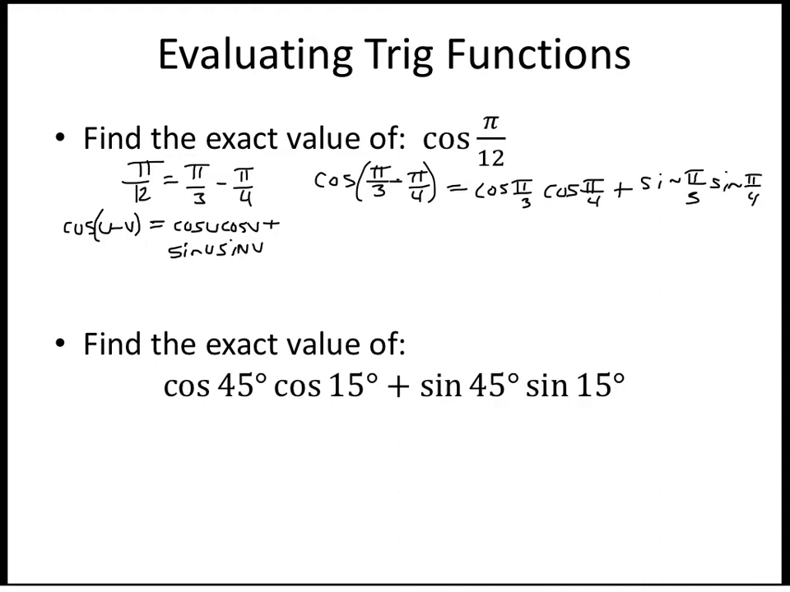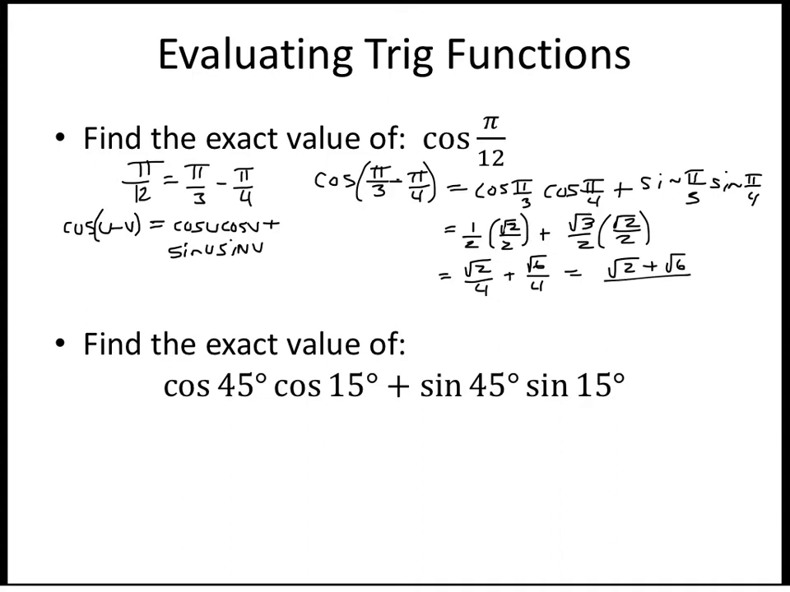So cosine of pi over 3 is just 1/2. Cosine of pi over 4 is square root of 2 over 2, not square root of 3 over 2. As soon as I said it, I knew it was wrong. And then sine of pi over 3 is square root of 3 over 2. Sine of pi over 4 is another square root of 2 over 2. So when we multiply these fractions together, we get square root of 2 over 4 plus square root of 6 over 4. And we can simplify that by just saying square root of 2 plus square root of 6, all over 4.